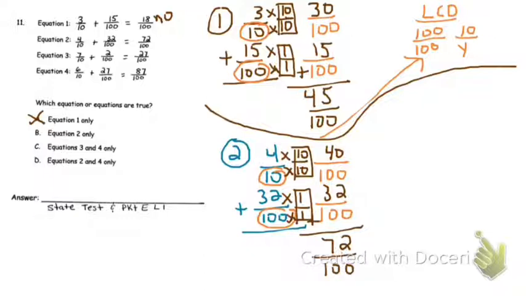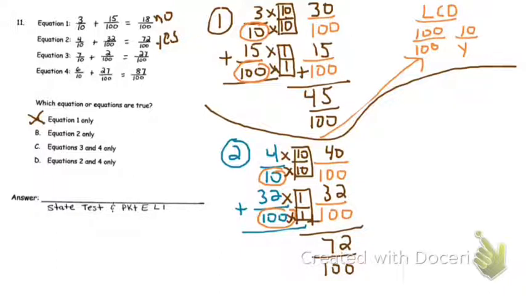But before I do, let me look up over at my choices. And I see that equation number 2 says the answer is 72 hundredths. And that's what I got. So I know right away then that 72 hundredths is the correct answer. So I'll write down a yes next to equation number 2 because yes, that is correct.